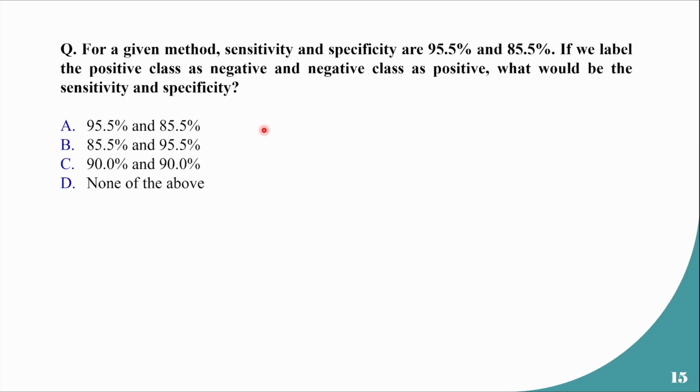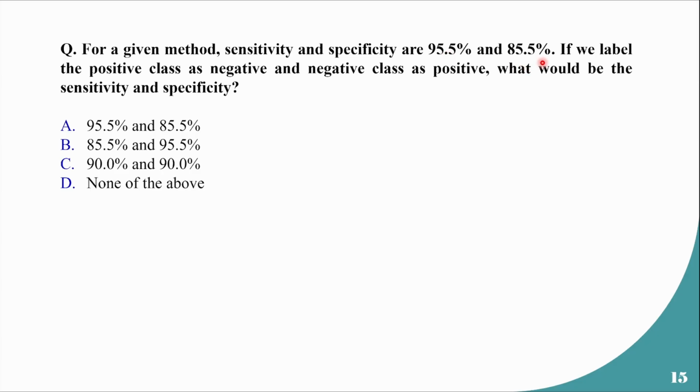So again, in an earlier class, we learned about sensitivity, specificity, and such things, right? So here again, we are revisiting that type of question. It is asking that you have a particular method or algorithm for which the sensitivity and specificity are given here. The sensitivity is 95.5% and specificity is 85.5%.